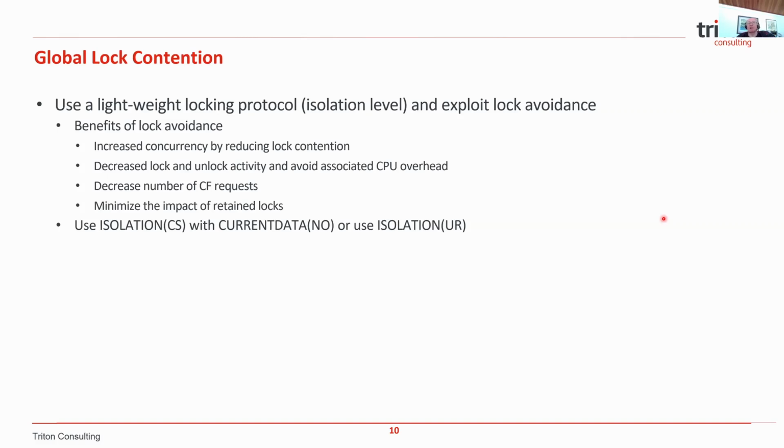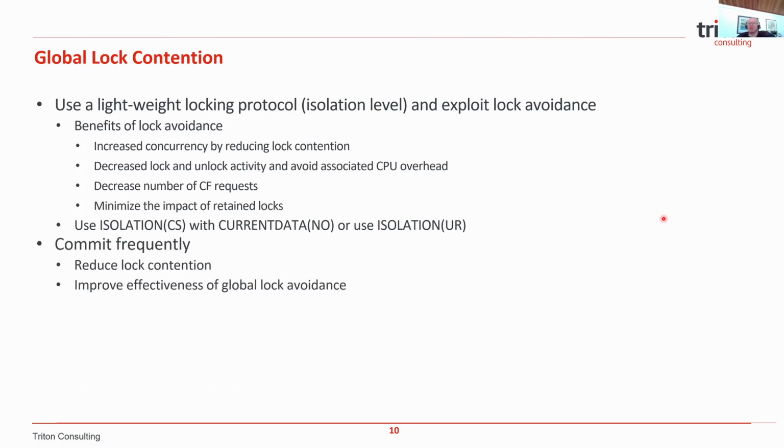So what does a lightweight locking protocol mean? It means using isolation cursor stability with CURRENTDATA NO on your static SQL. Or if you're using dynamic SQL, then you want to set your isolation level to be CS, and for the associated NULLID package for cursor stability to have been bound with CURRENTDATA NO, or the other option is to use an isolation level of UR for uncommitted read.